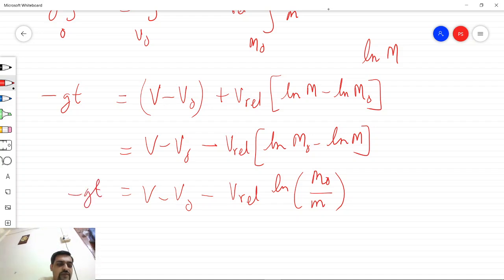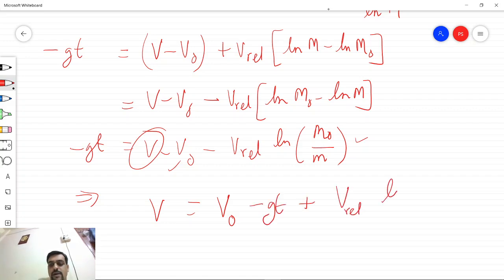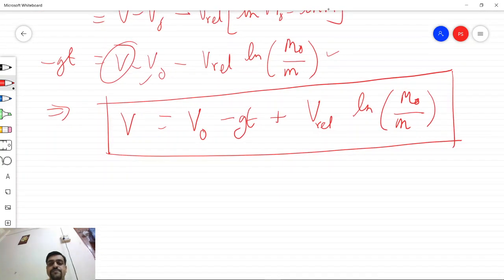So again we can readjust to find an expression for v, which is the speed of the rocket at any instant of time t. The remaining two quantities can be shifted to the left hand side to get v equal to minus gt. We shall write v0 first, which is the initial velocity of the rocket: v equals v0 minus gt plus v relative log of m0 upon m. So this is an expression for the speed of the rocket at any instant of time t under the action of gravity.